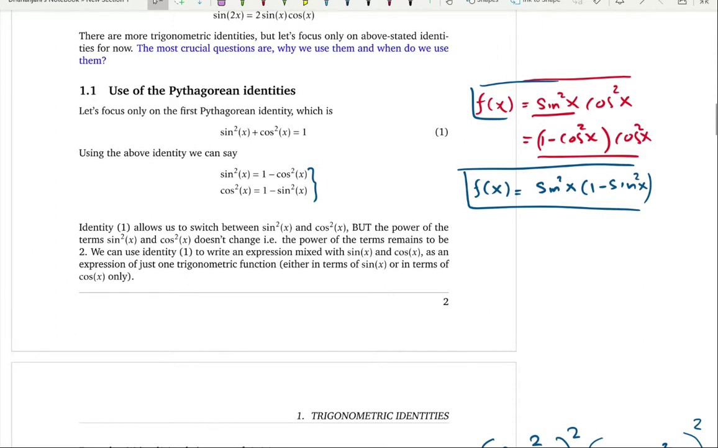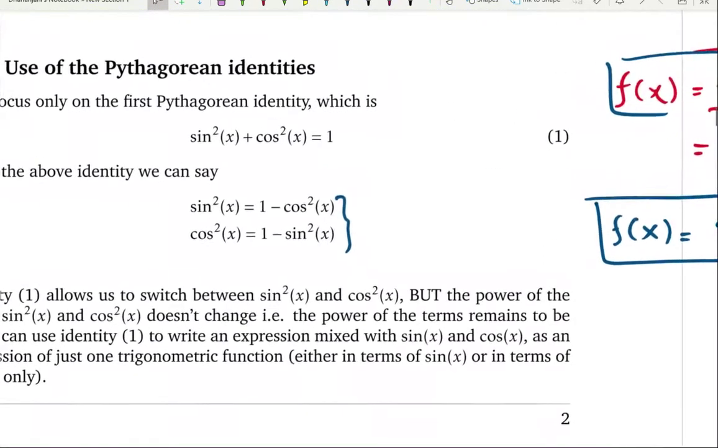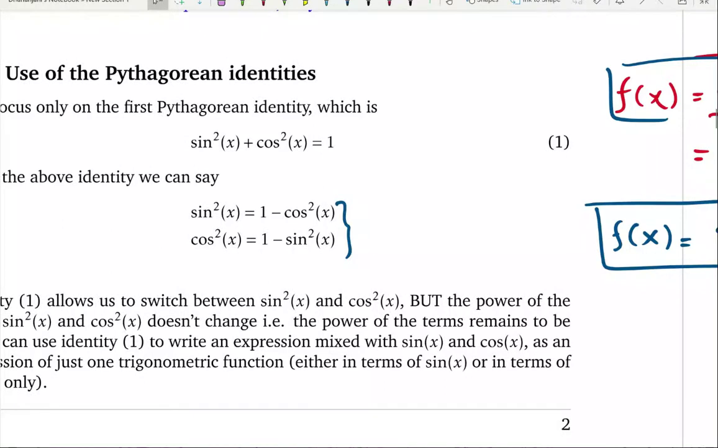The other thing you want to carefully remember is that the Pythagorean identities do not help you reduce the power, okay? The power is square, it stays the same, okay? It does not reduce the power. You will understand what I say more in the next video.